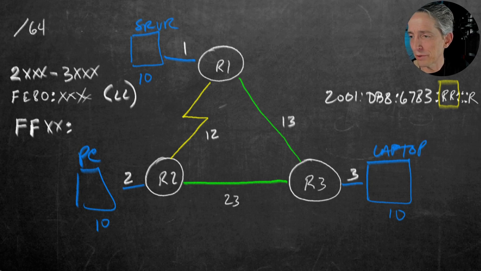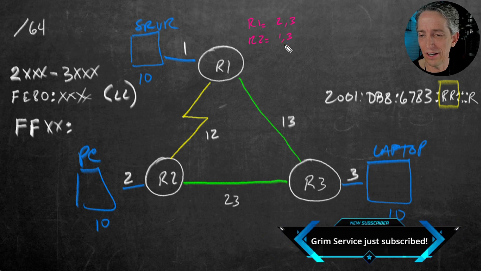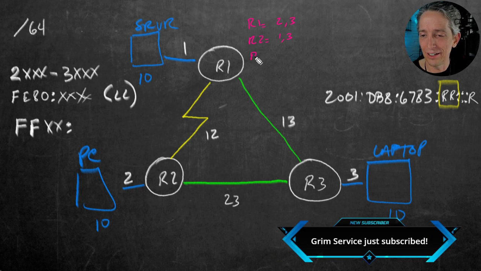And there's a temporary pen. Great. So R1 needs access to network 2 and 3. R2 needs routes, I should say, to get to 1 and 3. And R3 needs to learn routes to get to 1 and 2.